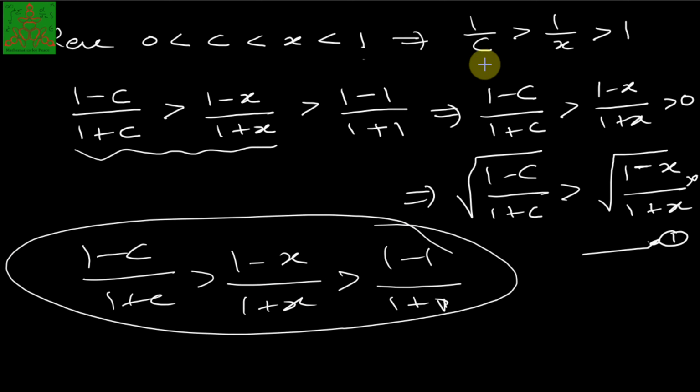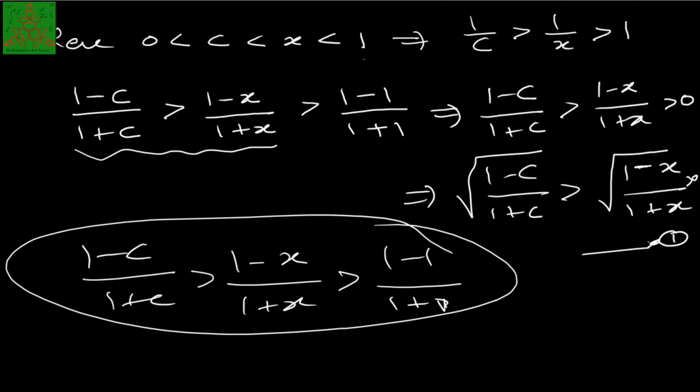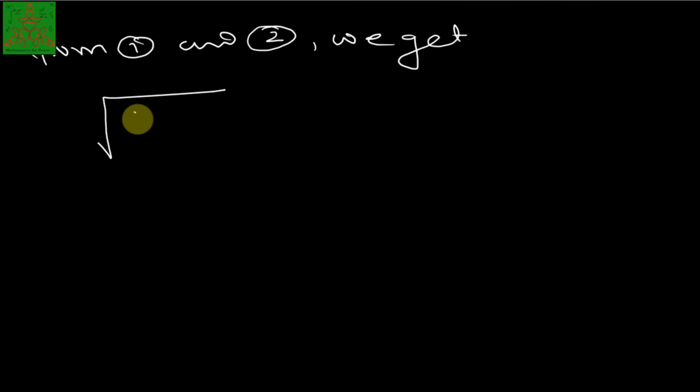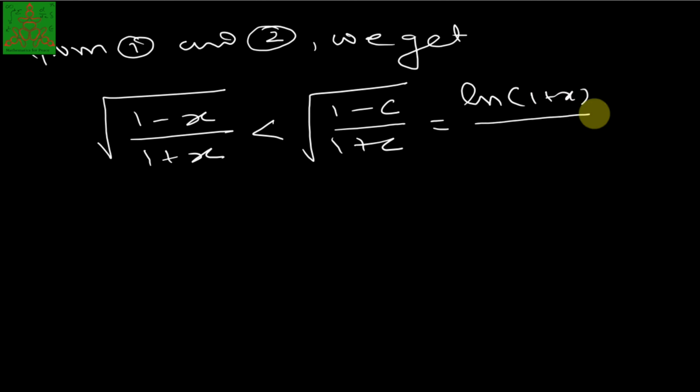So this is the rule which we have applied here. So that's why we got this expression. And hence from this expression, so from 1 and 2, what we can say is square root of (1 minus x) upon (1 plus x) will be less than (1 minus c) upon (1 plus c), which is equal to ln of (1 plus x) upon sine inverse of x, which will be less than 1.